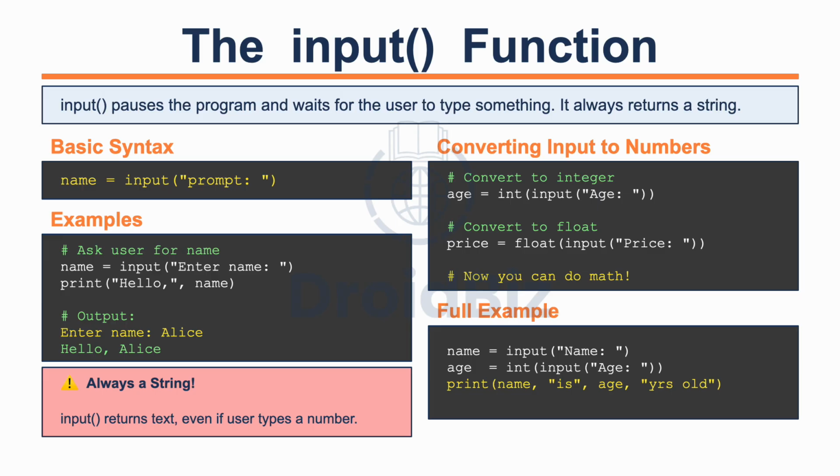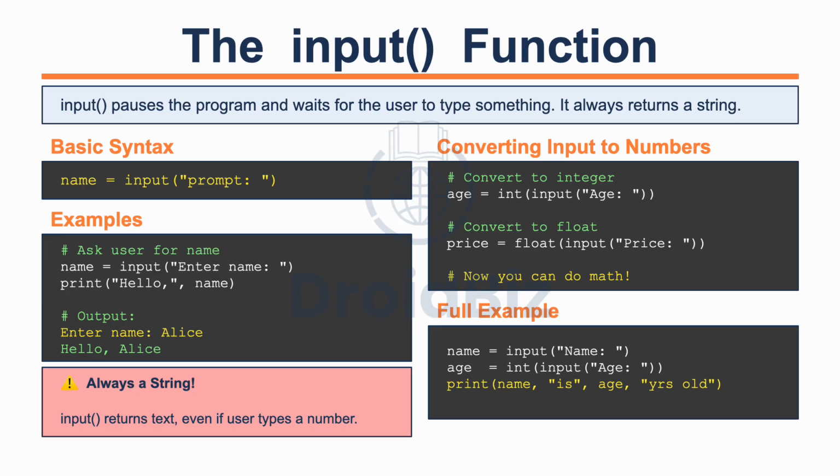Now here's the most important thing to know about input. It always returns a string, even if the user types a number. So if someone types 25, Python treats it as the text 25, not the number 25. You cannot do math with it directly. To fix this, you convert the input. Use the int function to convert to a whole number, or the float function to convert to a decimal number.